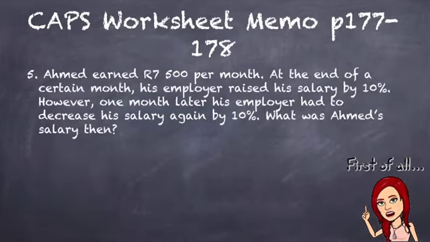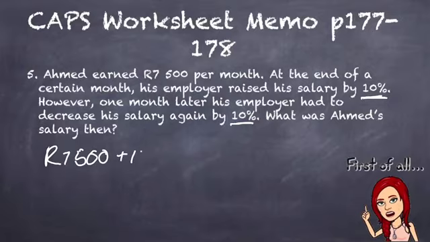Number 5. Ahmed earned 7,500 per month. At the end of a certain month, his employer raised his salary by 10%. That's important. However, 1 month later, his employer had to decrease his salary by 10%. What is Ahmed's salary then? Okay, so they first said 7,500 plus 10%, and that would be month 1. Month 2, they take away 10%. What is the answer? Let's work it out.